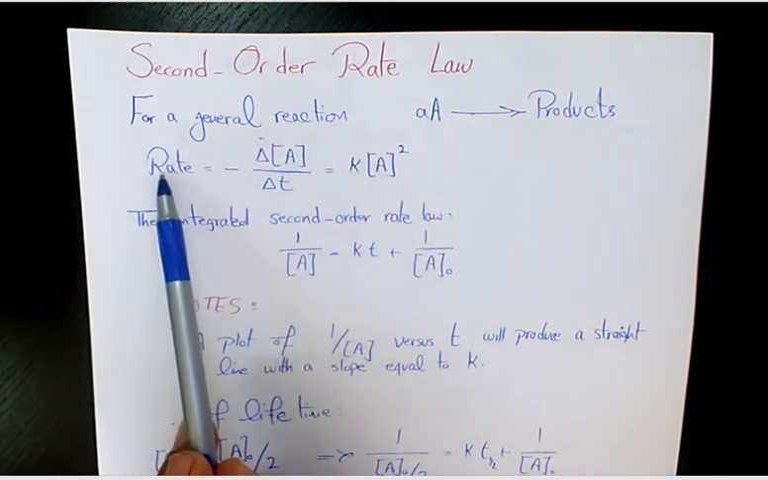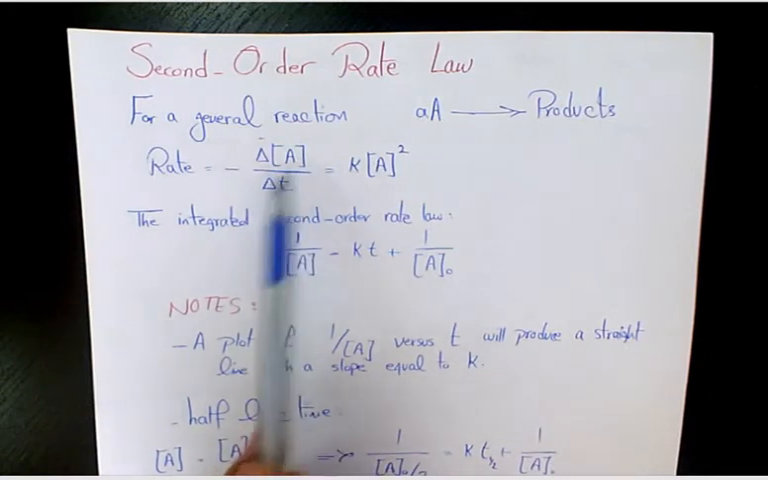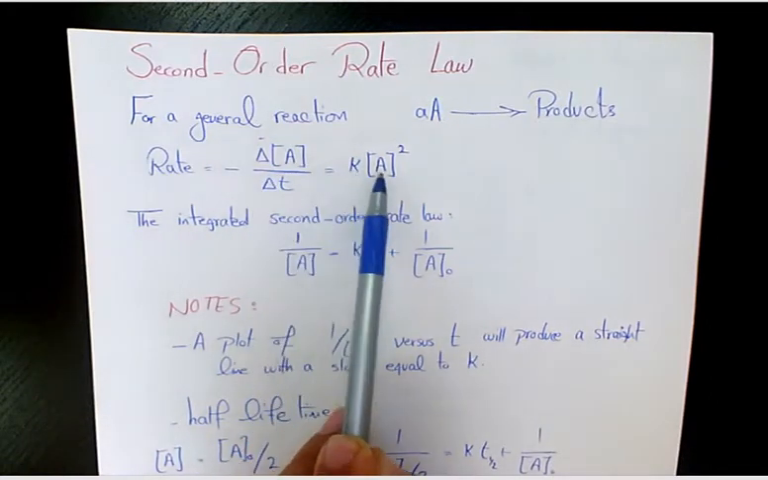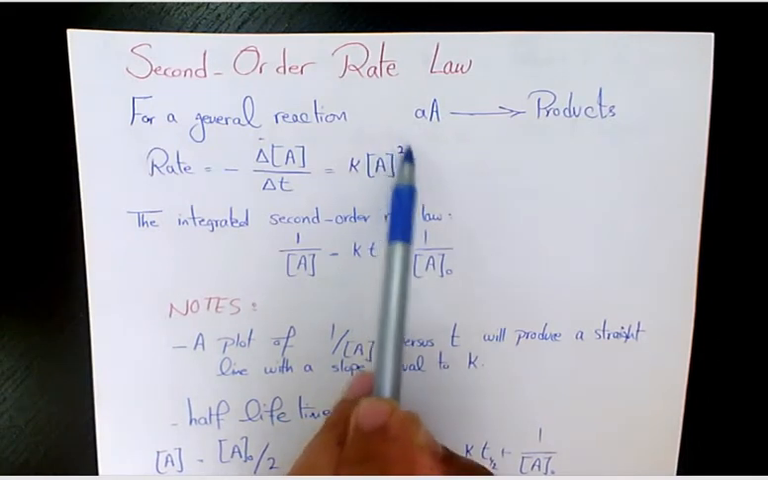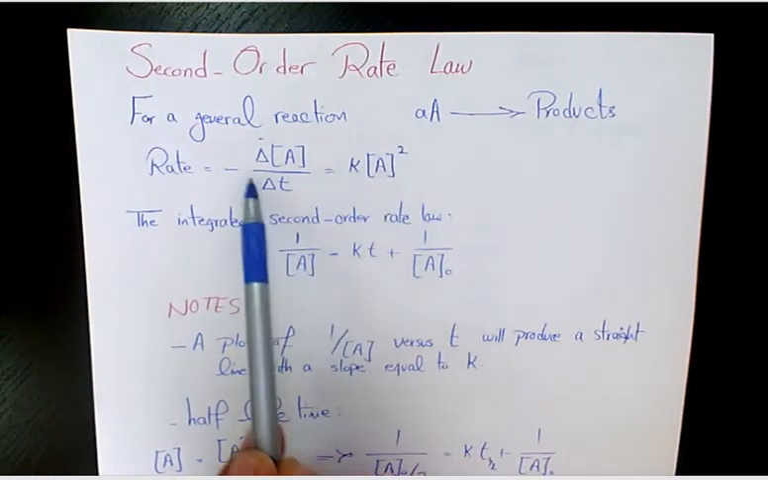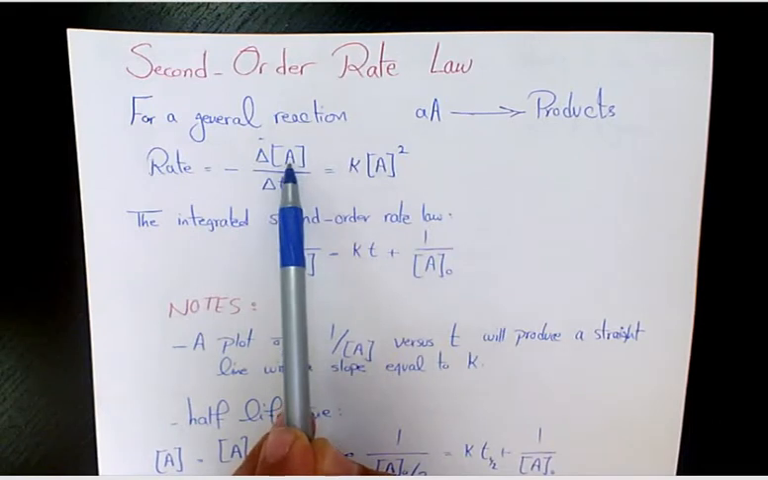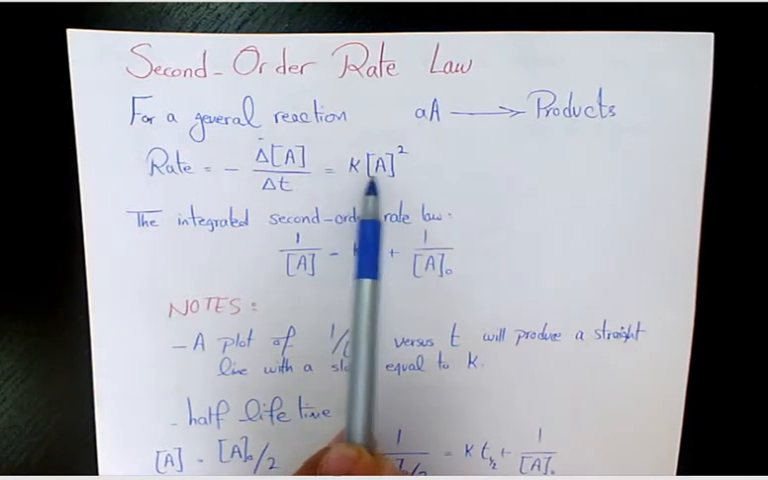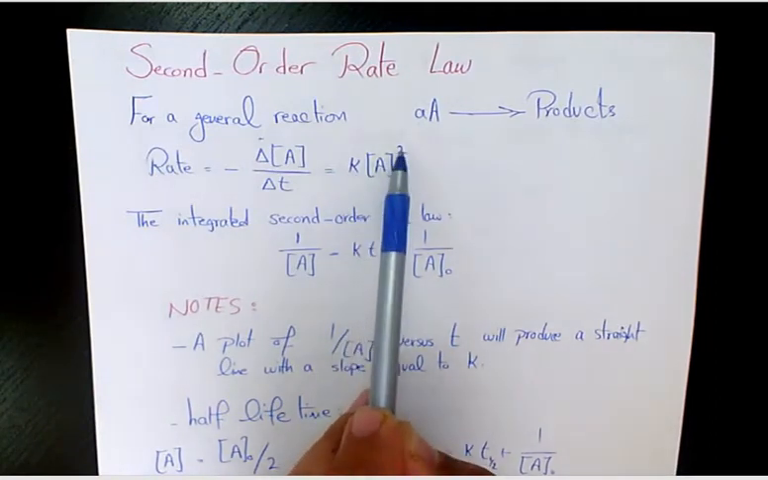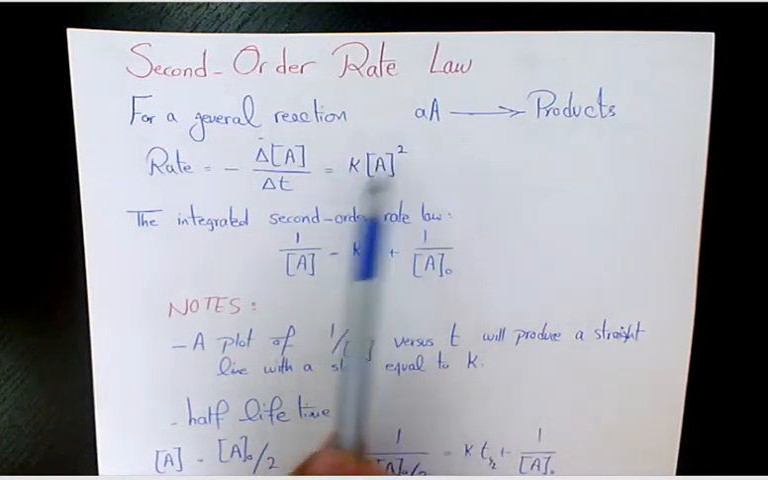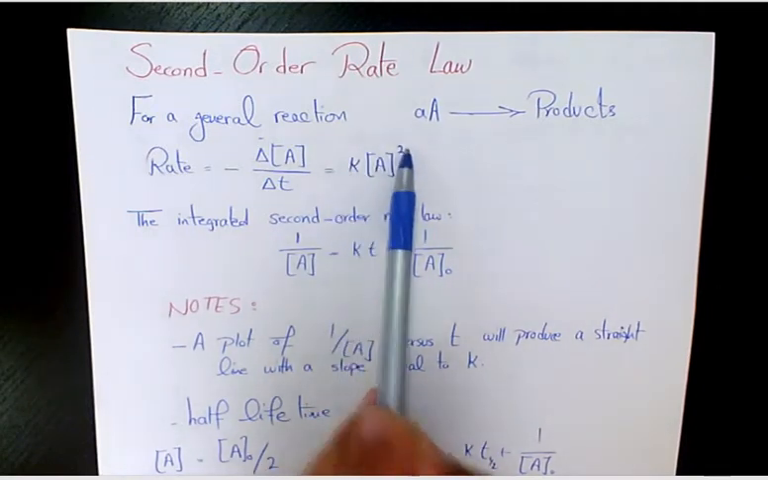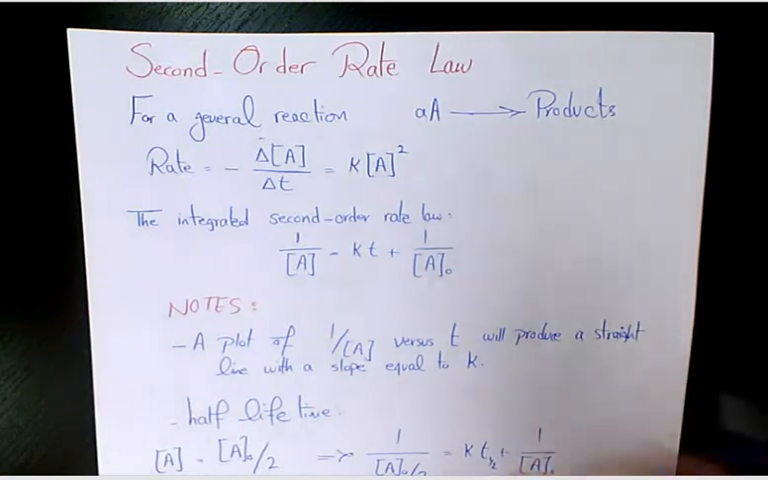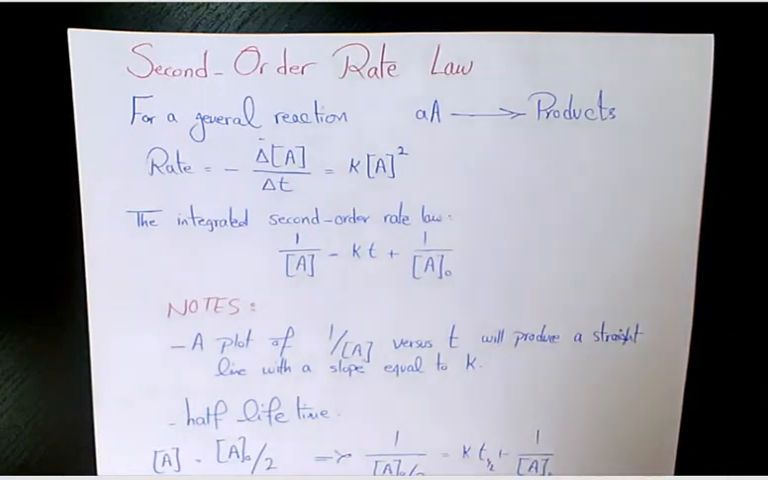We can say that rate equals negative delta A divided by delta t equals k times A to the power of 2. So it means that rate of change of concentration of reactant with respect to time is equal to k times concentration of A to the power of 2. So in general form we have k times A to the power of n. When this n equals 1 it is going to be first order, when n equals 0 it is going to be zero order, and in this case n equals 2, which means that it's second order.